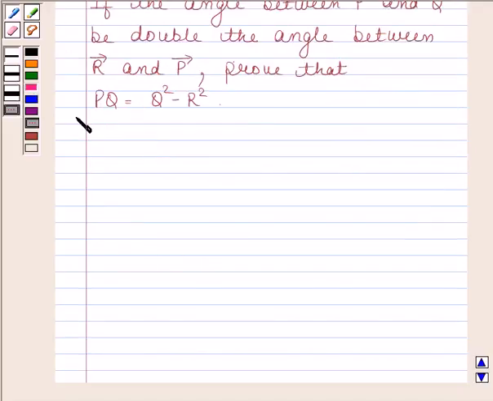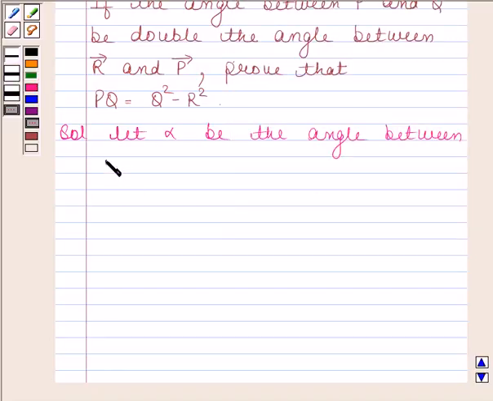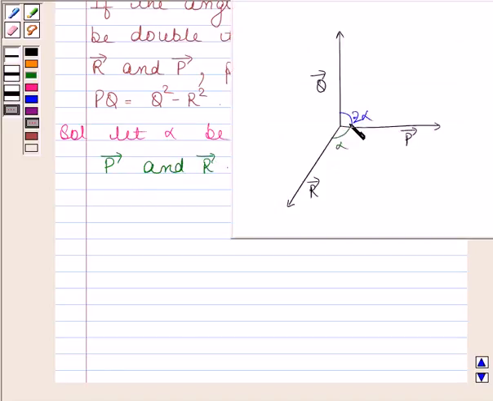Let's now begin with the solution. Let alpha be the angle between force P and force R. So this angle is equal to alpha.